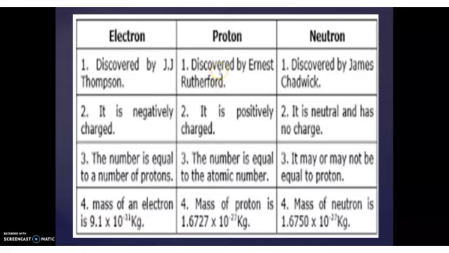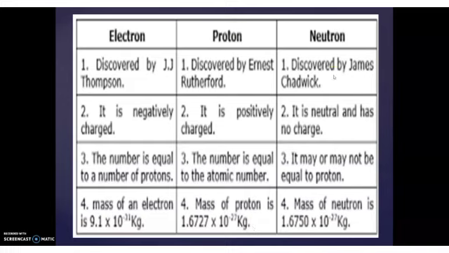And protons were discovered by Ernest Rutherford. It is positively charged. The number is equal to the atomic number. Mass of proton is 1.6727 into 10 raised to minus 27 kg. So it is nearly equal to 1.